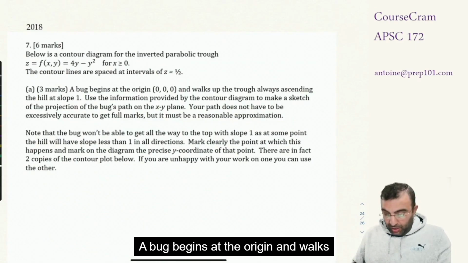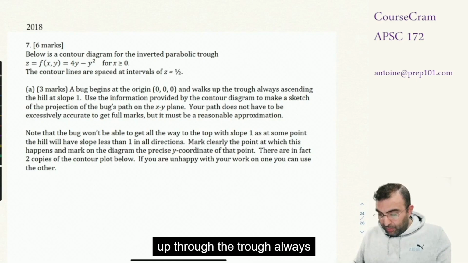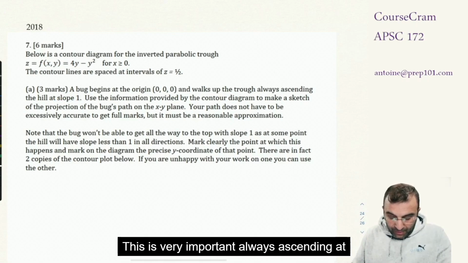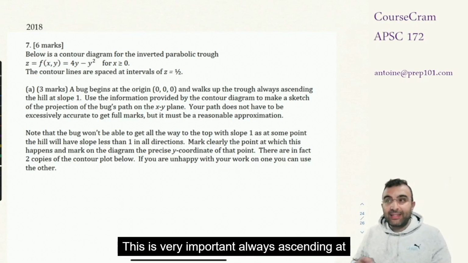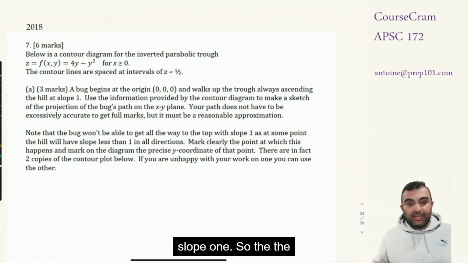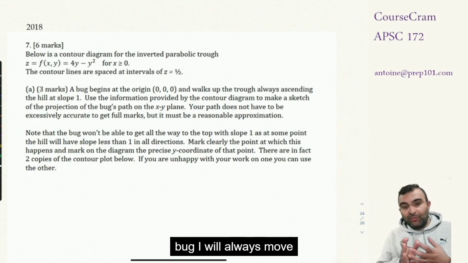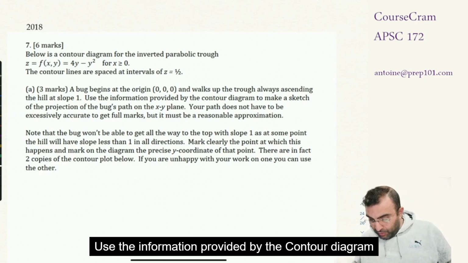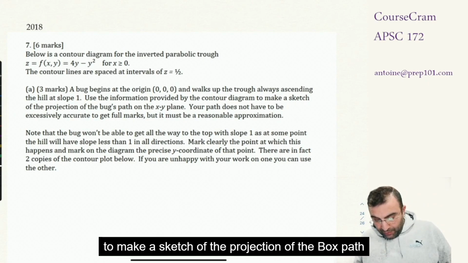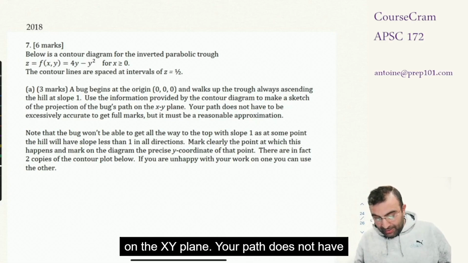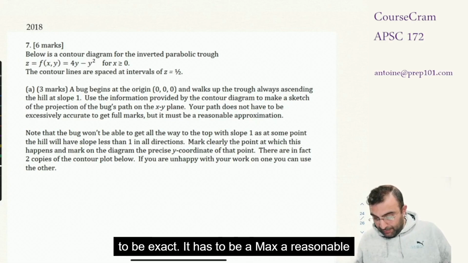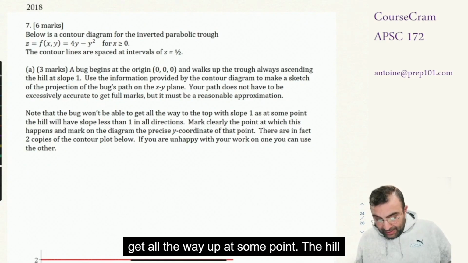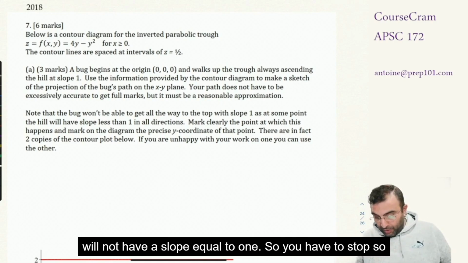A bug begins at the origin and walks up through the trough, always ascending at slope 1. This is very important. Always ascending at slope 1. So the bug will always move up at slope 1. Use the information provided by the contour diagram to make a sketch of the projection of the bug's path on the xy plane. Your path does not have to be exact, it has to be reasonable. Note that the bug won't be able to get all the way up. At some point the hill will not have a slope equal to 1, so you have to stop.